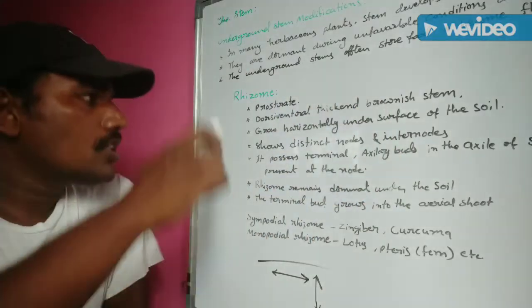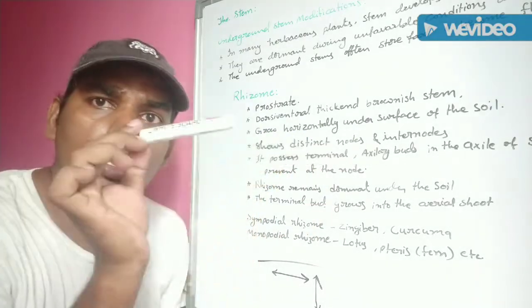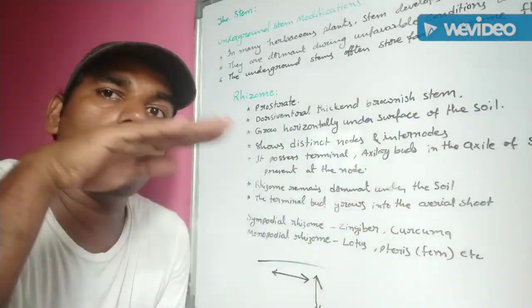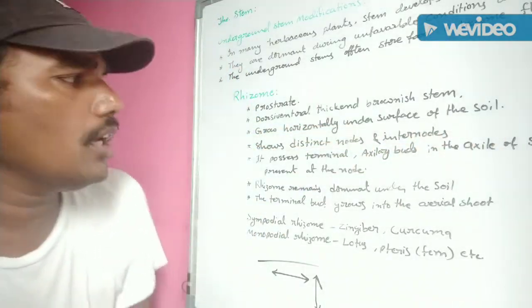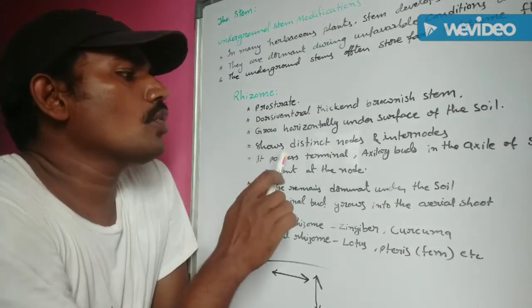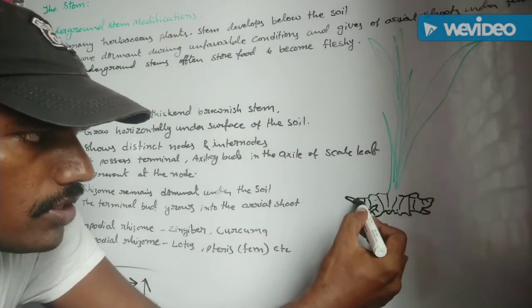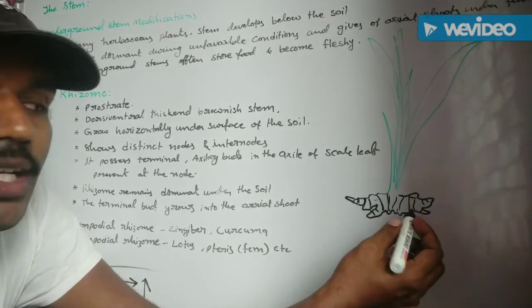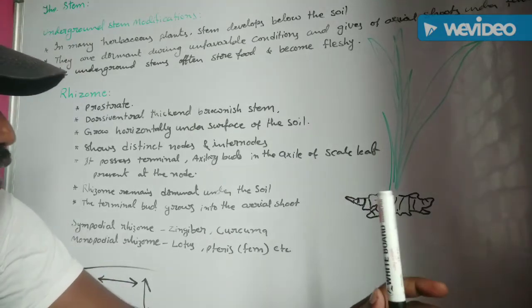Next one, this underground rhizome grows horizontally. This one is a horizontal growth under the surface of the soil. Horizontal. This one is a vertical growth. This one is a horizontal growth. Okay. Next one. This rhizome shows distinct nodes and internodes. See this figure once. This one is an underground rhizome. It is distinguished into nodes. These are the nodes. The region in between two nodes is known as internode. So, the underground rhizome also consists of nodes and internodes.